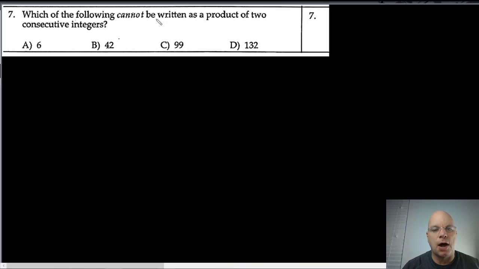Which of the following cannot be written as the product of two consecutive integers? Well, it's a process of elimination. Which ones can be written as the product of two consecutive integers, like 2 multiplied by 3, 6 multiplied by 7, 99 is 9 multiplied by 11. Those aren't consecutive. Let's see if I have consecutive here. 11 times 12 is 132. So answer choice C for number 7.